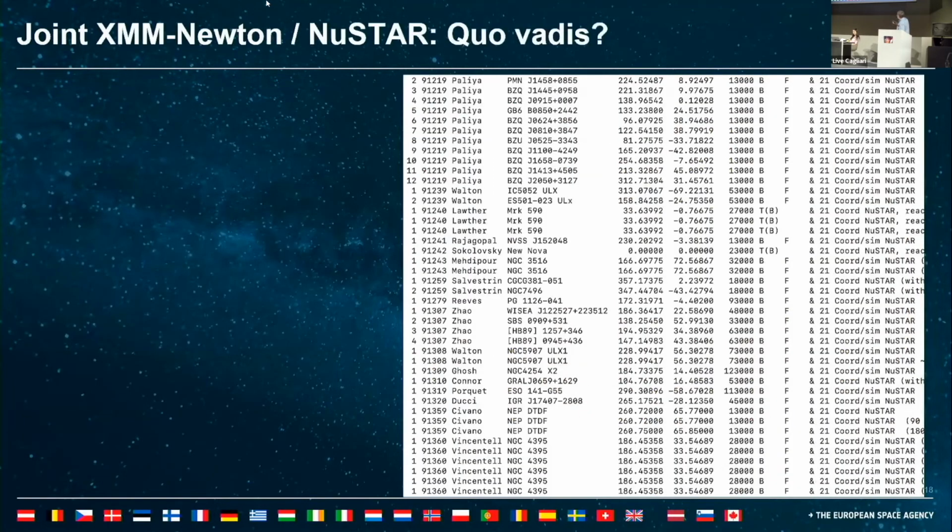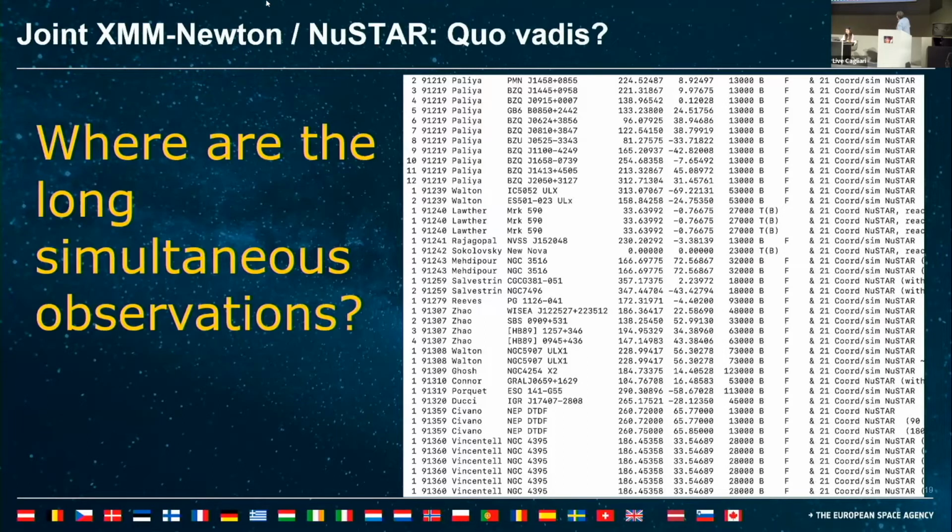This is about half the targets from our current AO, which we are observing. And here now my question or concern is a little bit: you see, it's only very few long observations. It is only half, we still have some, but the amount of this long joint monitoring has massively dropped. I also see a lot of large programs asking only a small amount of NuSTAR time.